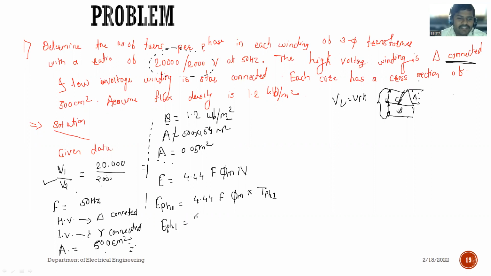EPH1 is equals to line voltage EL, or we can write here V1. So EPH and EL सेम झालं. So that means EPH1 is equals to 20,000. Right? EPH1 is equals to 20,000. Now see, we want to calculate TPH1. You know the value of F, and you have now written the value of EPH1. You people know the value of F. What about phi m?